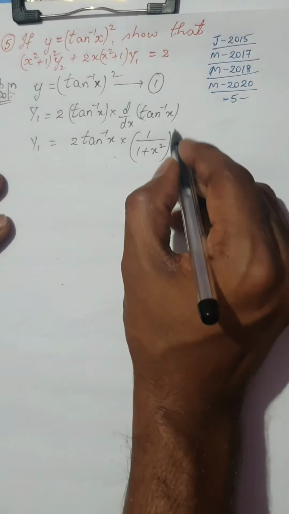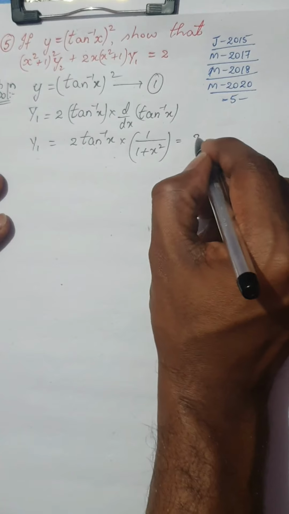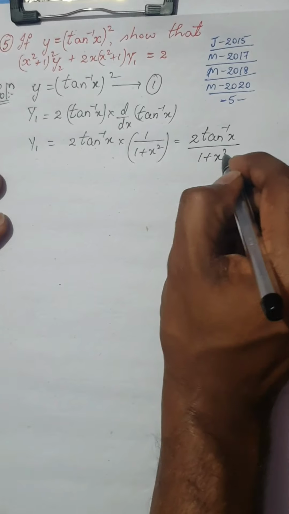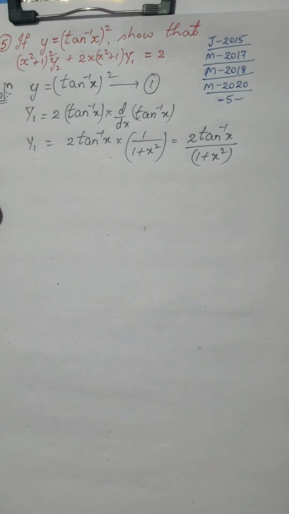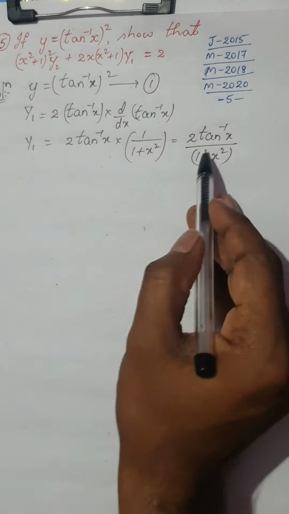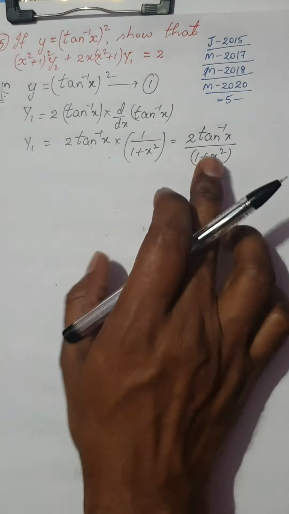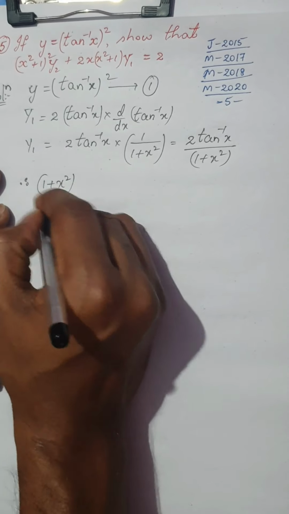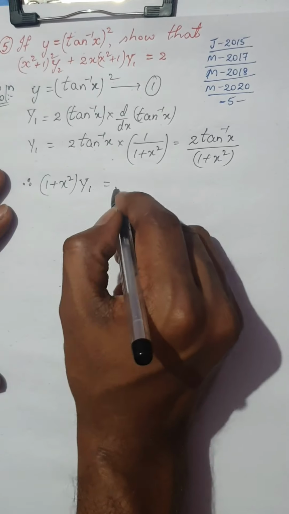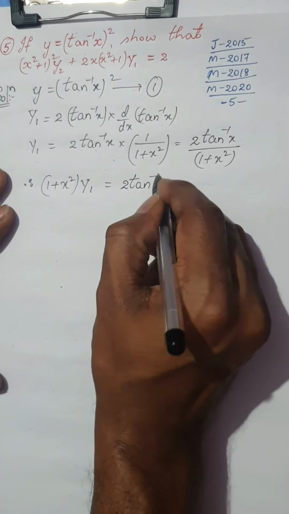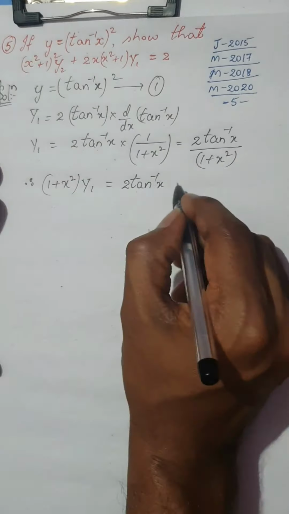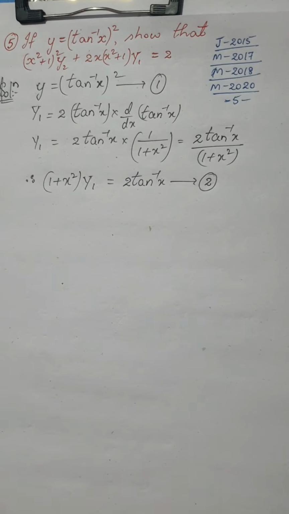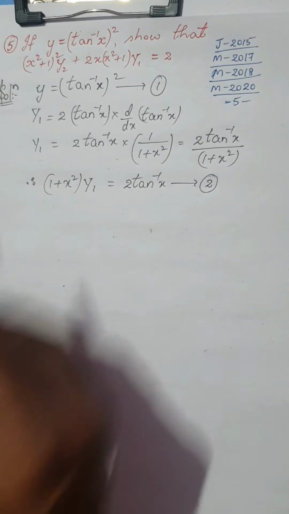Is it clear? So this can also be written in a simplified form as 2 times tan inverse x divided by 1 plus x square, or you can also write it as x square plus 1. There is no change. We know 1 plus x square is same as x square plus 1. Let us cross multiply. Therefore, I am going to get 1 plus x square into y1 is nothing but 2 times tan inverse x. Please be careful. This is a very easy question also. Let me take it as equation 2. Is it clear? Now, let me differentiate it again.